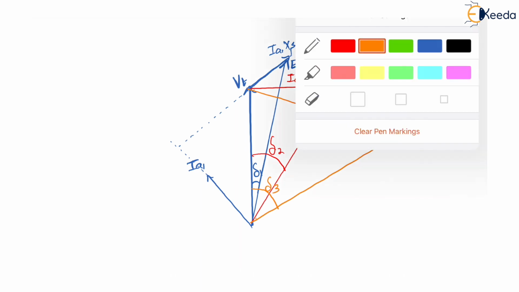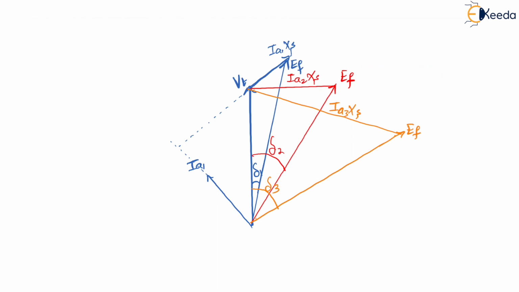Then if I increase my delta even more, let us say I made it 90 degrees, what will happen? Same EF length I will get, but here at 90 degrees. Correct or not? So this is nothing but delta 4, which is equal to 90 degrees. Now let us think of Ia2 and Ia3. Where will be Ia2? 90 degrees from the voltage drop, which is the Ia2 axis. So 90 degrees from there I will be having Ia2.